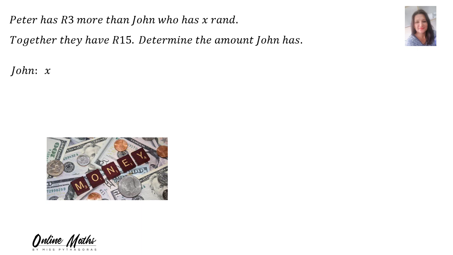We'll start by making John's money X. And then Peter has 3 rand more. That translates to X plus 3. Together they have 15 rand, and that is what's going to give you your equation. You say John plus Peter equals 15.